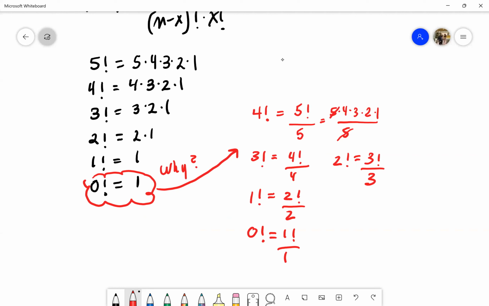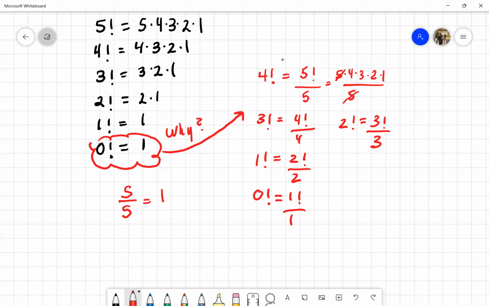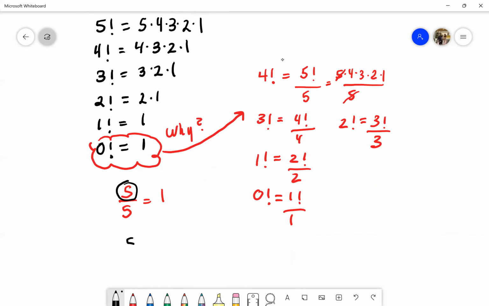It's no different than when we ask, why is something to the 0 power not 0? Why is it 1? If you follow mathematical consistency and your rules, you'll see why anything raised to the 0 power is 1. Do you remember why? Could somebody tell me what 5 divided by 5 is? It's equal to 1, right? Now, what is the exponent of the numerator? 5 to the first. What's the exponent of the denominator? 5 to the?